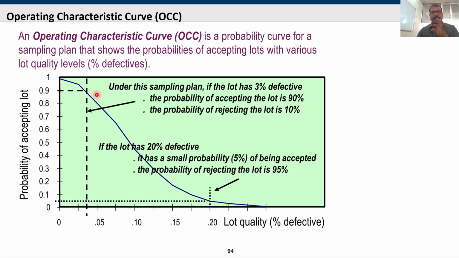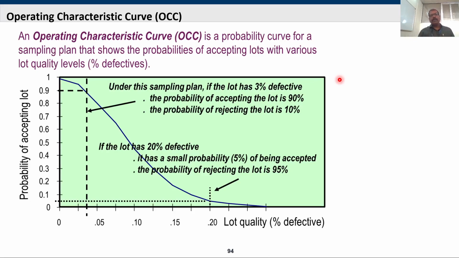If you have 3 percent defective, the probability of accepting your lot is 90 percent, and the probability of rejection will be 10 percent. Generally, a 10 percent allowance is given for rejection, in the sense that the fraction of defective needs to be 3 percent or 0.03 only. So if you have 3 percent defective, then acceptance is 90 and rejection is 10.